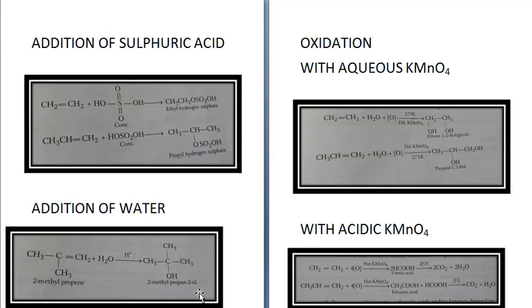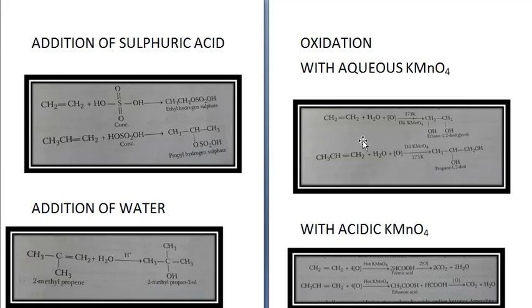And next is oxidation. First type of oxidation is with aqueous KMnO4. Now, alkenes on addition with cold dilute aqueous KMnO4, which is also called Baeyer's reagent, produce vicinal glycols. The decolorization of KMnO4 solution takes place. This is used as a test for unsaturation, to test whether there is a double bond or triple bond present. This test is carried out.